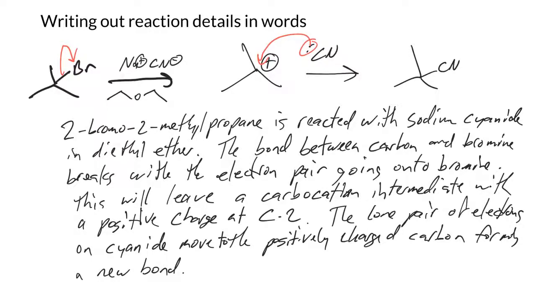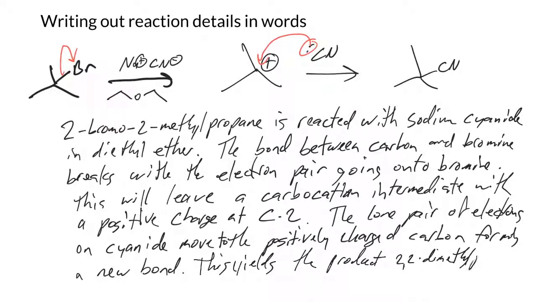And then if we want to name the product, we have to find nitrile is our functional group. So there's one carbon here, one carbon here, one carbon there. That's the longest chain containing the nitrile, so 1, 2, 3. And here at the 2 carbon, we have 2 different methyl groups. So the lone pair of electrons on cyanide move to the positively charged carbon, forming a new bond. This yields the product 2,2-dimethylpropanenitrile.